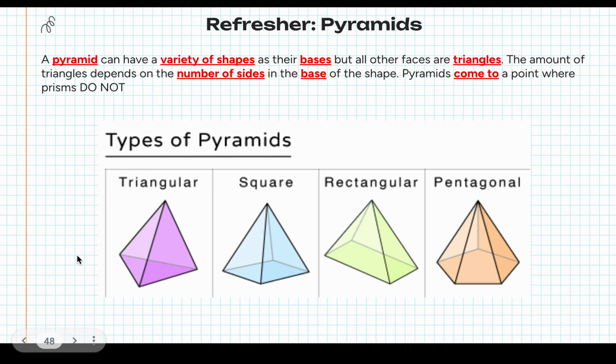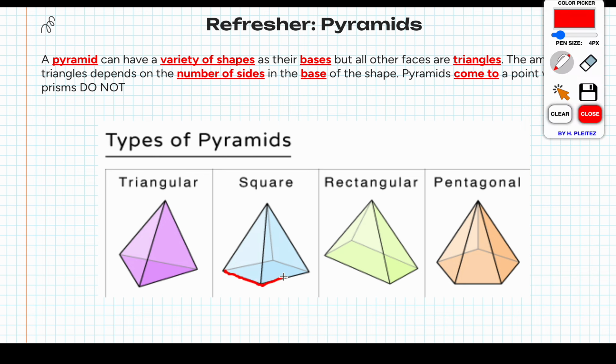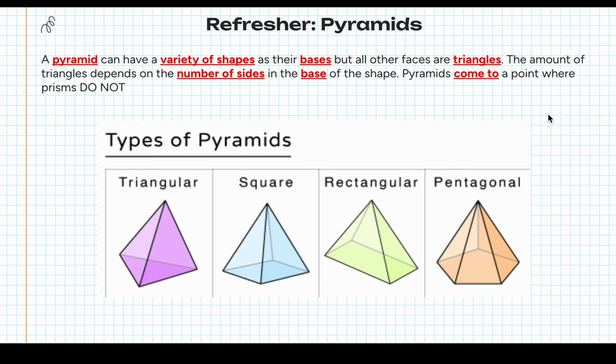Remember that a pyramid, similar to prisms, can have a variety of shapes as its base. But for a prism, every other single face was a rectangle. Since a pyramid comes to a point, all of our other faces have to be triangles instead. The number of triangles depends on the number of sides in our base. For example, a square pyramid has a square base with 4 sides, so there are 4 triangles. For a pentagonal pyramid, a pentagon has 5 sides, which means there are 5 triangles. So knowing the difference between a prism and a pyramid is very important.